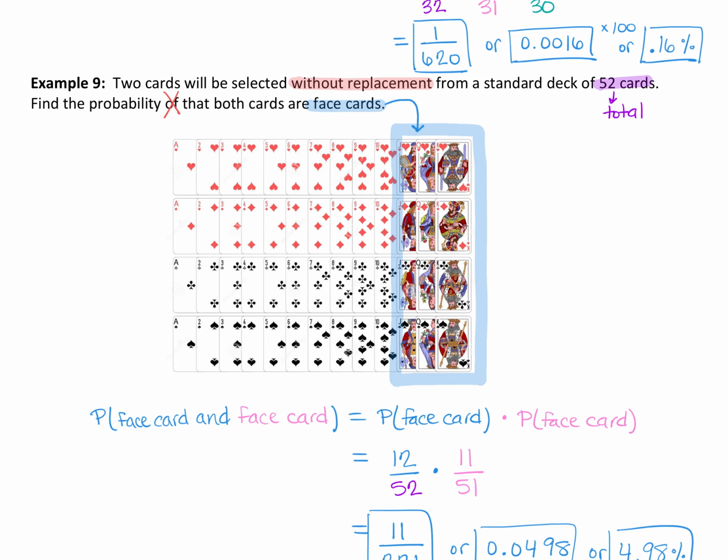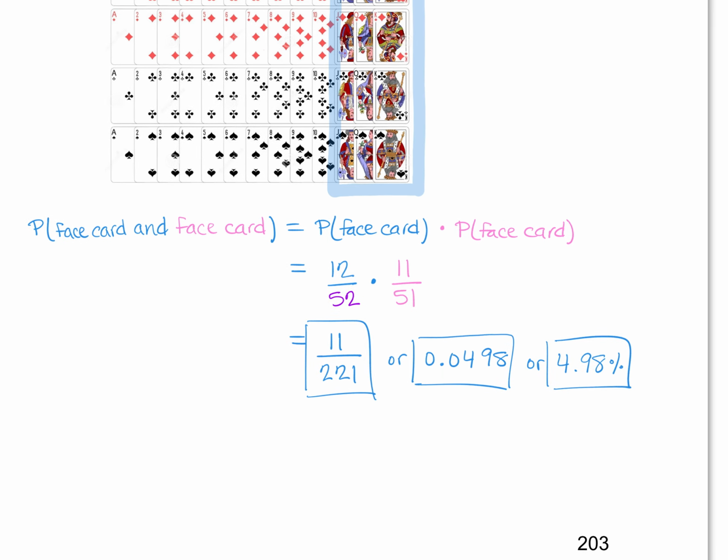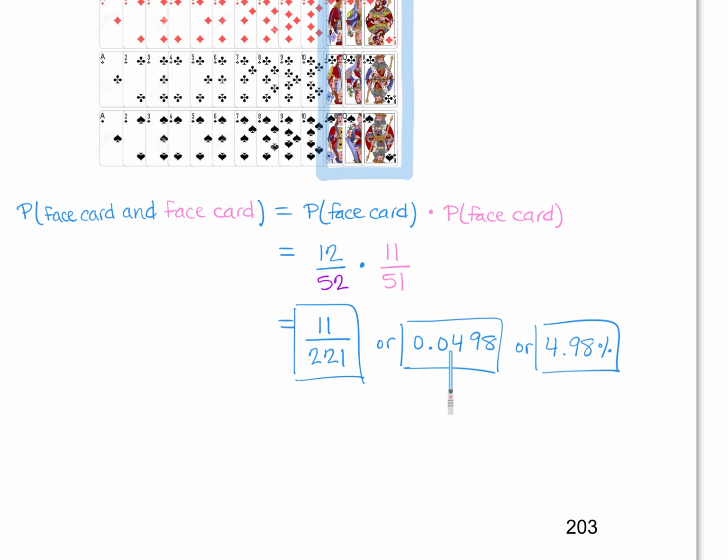And our last one is also without replacement. So we start with 52 cards in our deck, and 12 of those cards are face cards. And once we draw one of the face cards, we don't put it back in the deck. So now there's 11 face cards and 51 total cards. And so this is the probability of that happening.